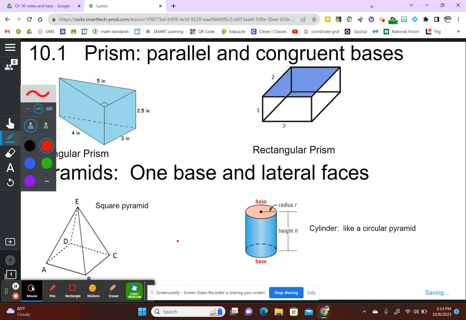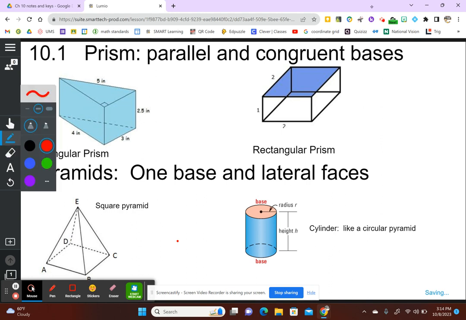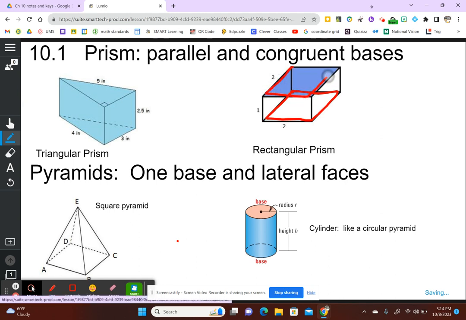Now, if you look at this triangular prism, and it's called a triangular prism because its base is a triangle, the bottom is parallel and congruent to the top. So it has parallel and congruent bases also. And a rectangular prism over here, the bottom is a rectangle, the top is a rectangle that's parallel and congruent.